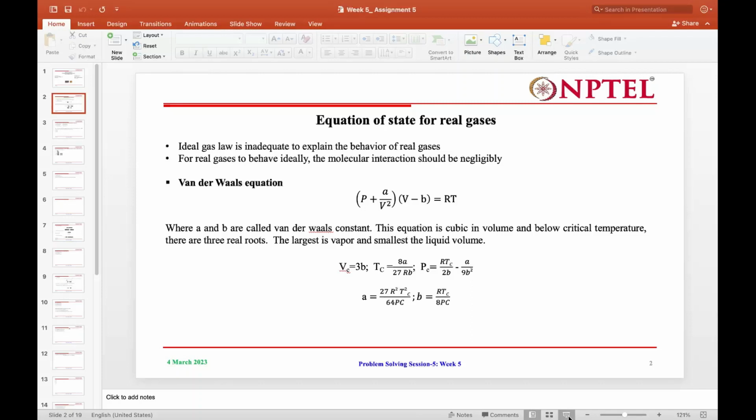Here is the equation: P plus a divided by V square, into V minus b, is equal to RT. Here a and b are called the van der Waals constants, and this equation is cubic in volume. Below the critical temperature there are three roots. The largest is vapor, the smallest is liquid, and the intermediate root has no physical significance, right?